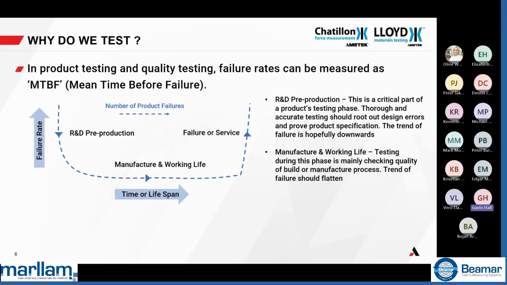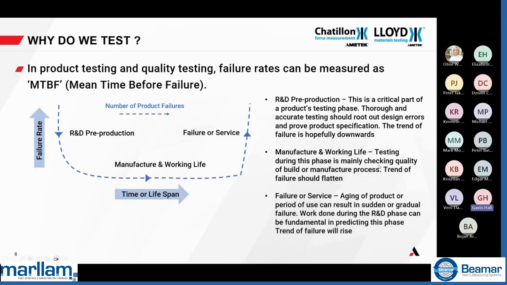And then we move on to the failure or service cycle. The aging of a product or a period of use can result in a sudden or a gradual failure. The work that was done during the R&D phase can be fundamental in predicting this phase. But obviously a product needs to be used, needs to have a life cycle, to know its failure rate or its condition after a period of use. And we typically see the trend of failure start to rise again.